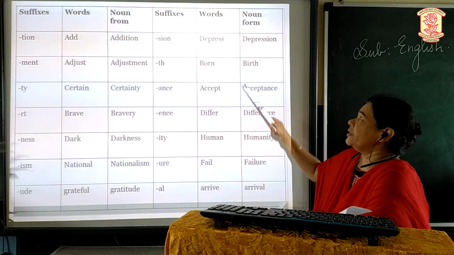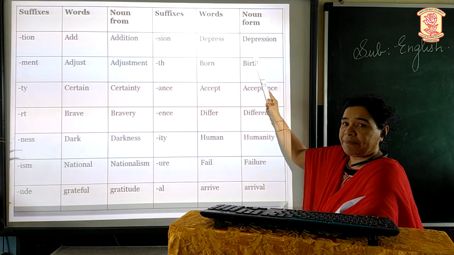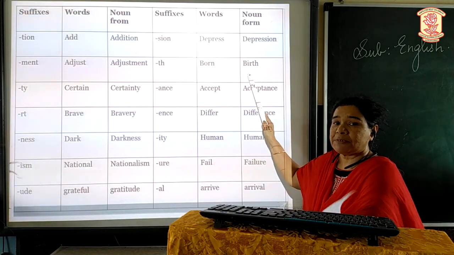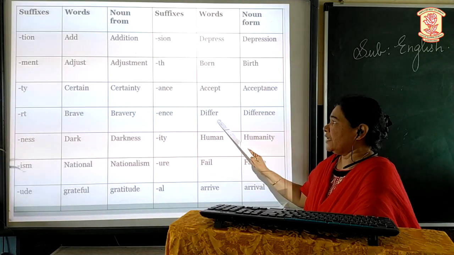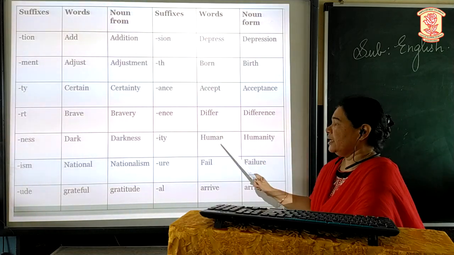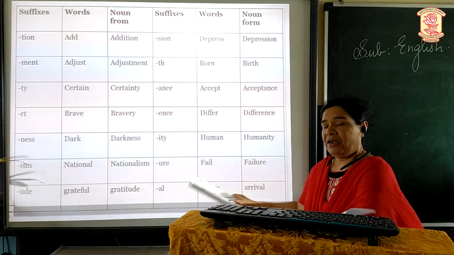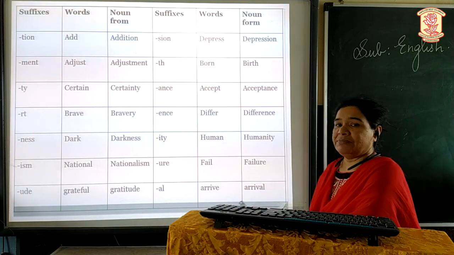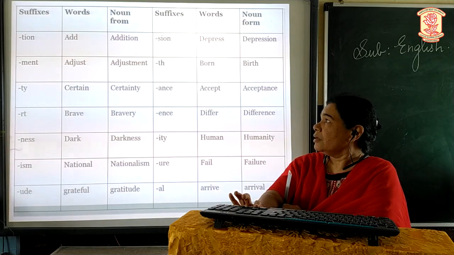Then some more examples. Depress. If you add SION, it becomes depression. Then born. Here the spelling changes. Born becomes birth for the noun form. Then accept, acceptance. Differ. ENCE is the suffix. It becomes difference. Human. ITY, suffix. Humanity. Fail, failure. Arise. AL is the suffix. Becomes arrival. It's clear, children?